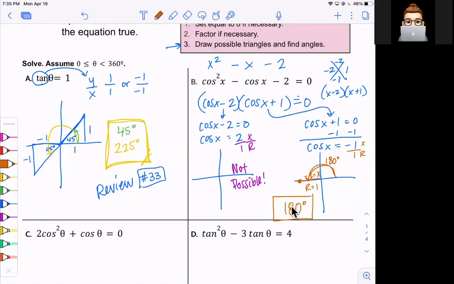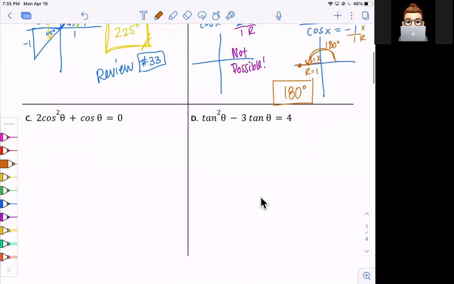A little wild, but probably more likely that more impossible ones come up on these. Let's check out our next two.